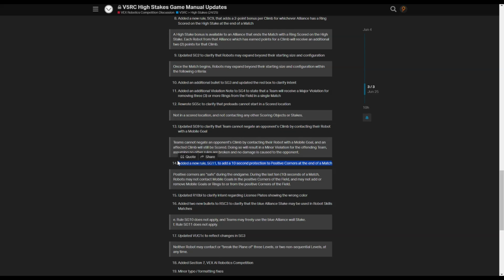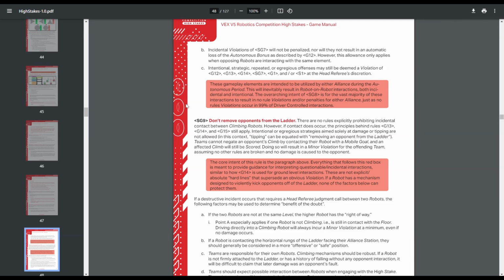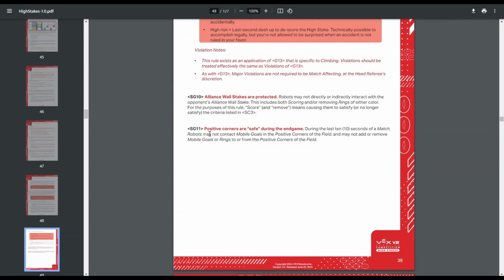So, new rule, SG11. This is very, very big. Probably the most important part of the game manual update. It's a completely new rule, so positive corners are safe during the endgame. During the last 10 seconds of the match, robots may not contact mobile goals in the positive corners of the field and may not add or remove mobile goals or rings to and from the positive corners of the field. Again, I'm probably going to ask a Q&A because I know somebody on WPI was asking about this specifically.